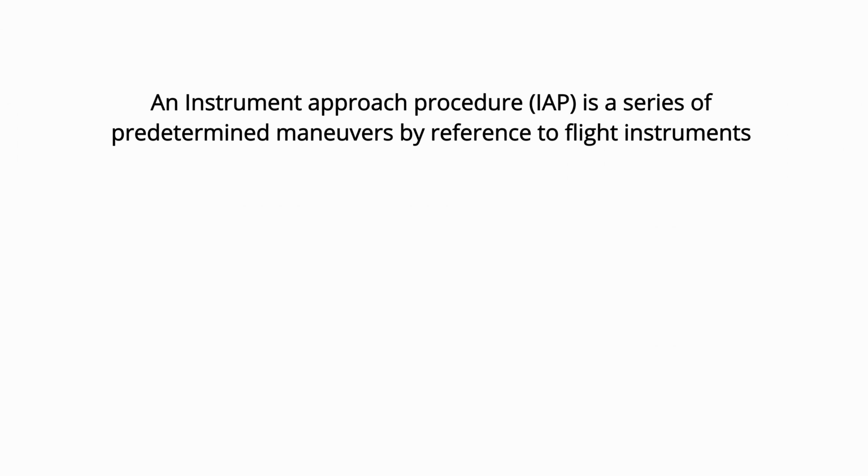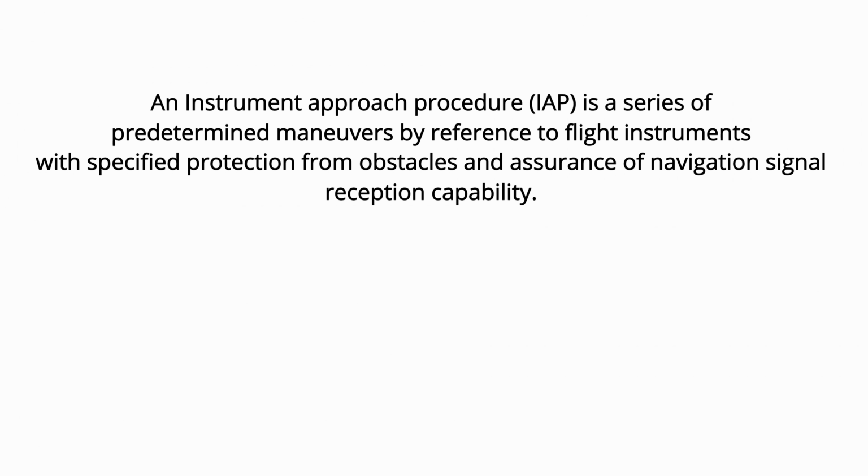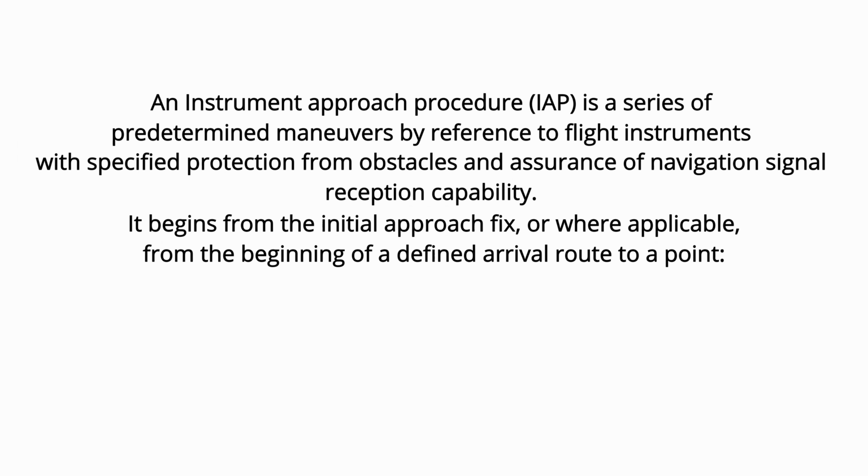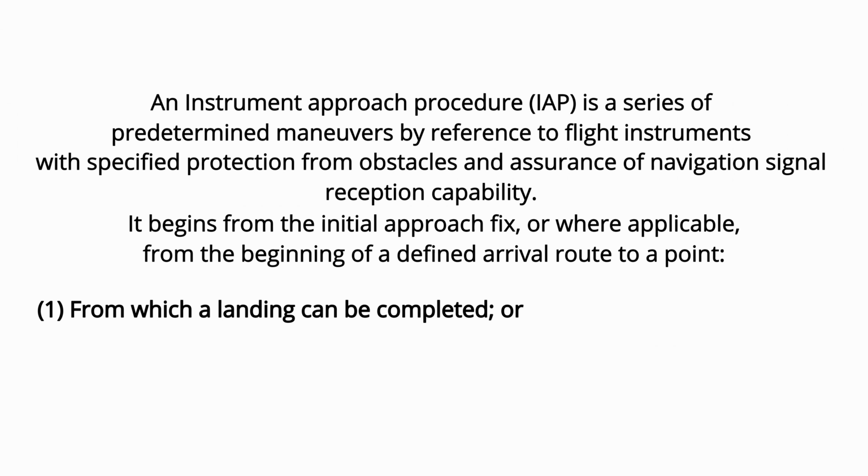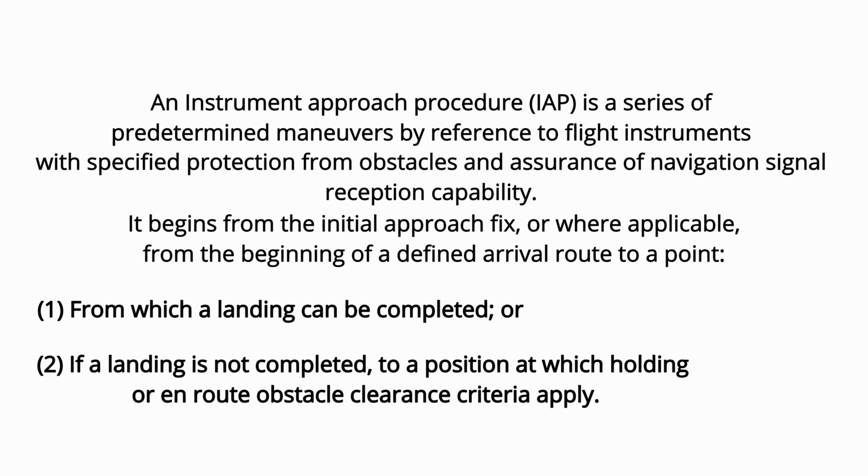The complete and true definition of an instrument approach is as follows. An instrument approach procedure is a series of predetermined maneuvers by reference to flight instruments with specified protection from obstacles and assurance of navigational signal reception capability. It begins from the initial approach fix, or where applicable, from the beginning of a defined arrival route to a point where 1. a landing can be completed, or 2. if a landing cannot be completed or is not completed, to a point at which holding or an en route obstacle clearance criteria apply. And this is from the FAA Pilot/Controller Glossary.